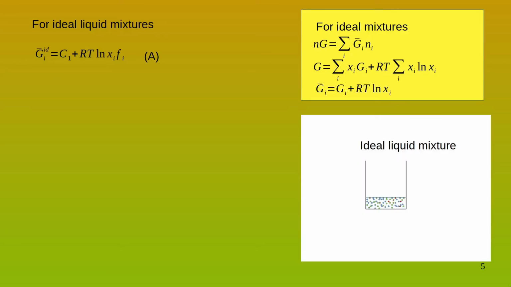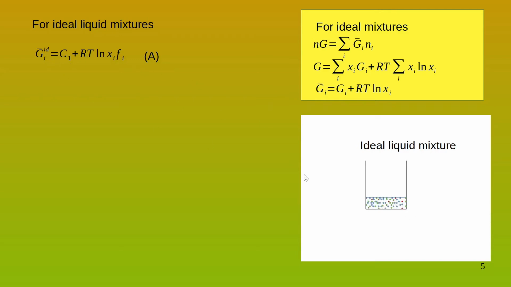Now for ideal mixtures, we know that the total Gibbs free energy is nothing but the summation of the partial Gibbs free energy multiplied by the moles of the component. We can also rewrite the equation as such, and therefore we get the partial Gibbs free energy of component i is equal to the pure Gibbs free energy of component i plus RT ln xi.